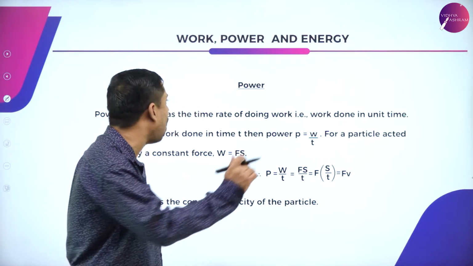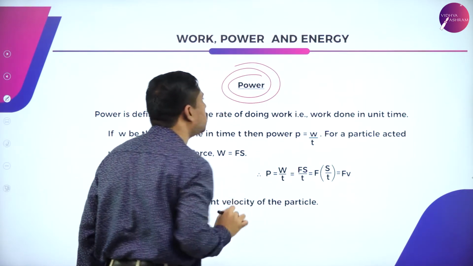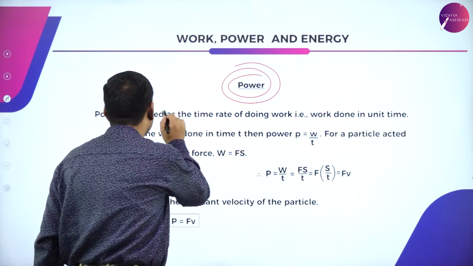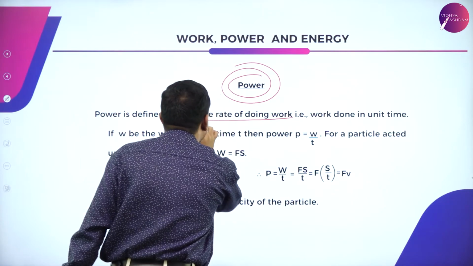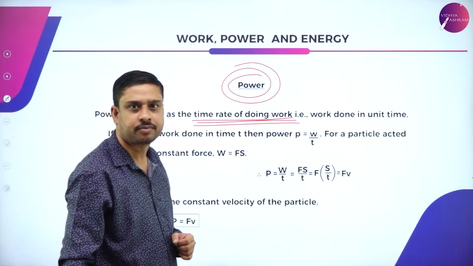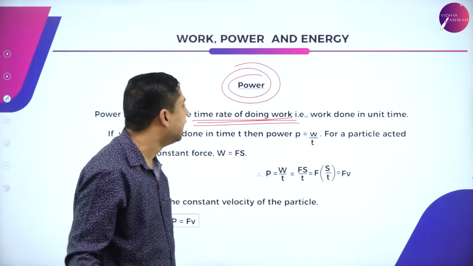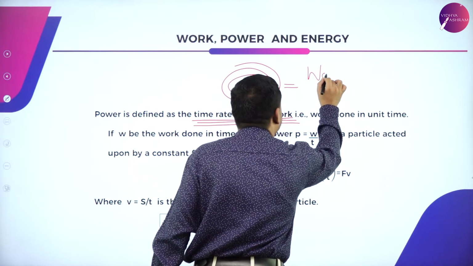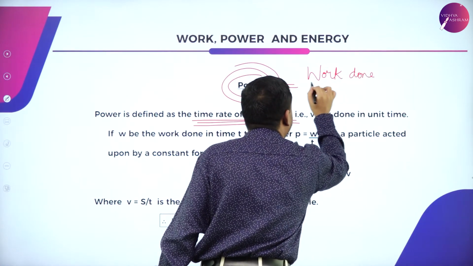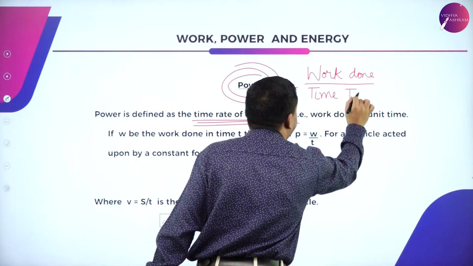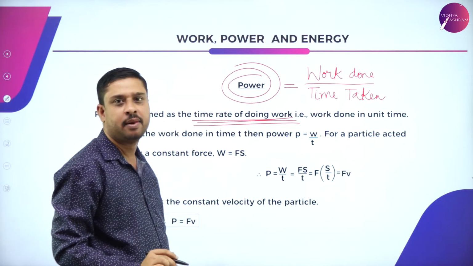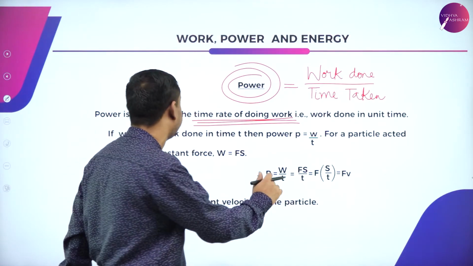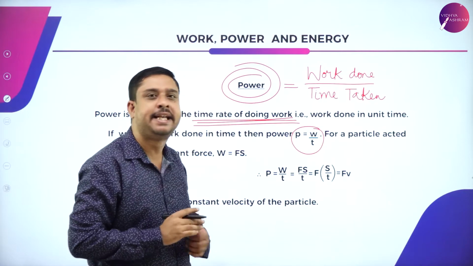Now going to the next topic. Again, a significant topic, what is called power. We define power as the time rate of doing work, or rate of doing work is called power. So in simple terms, power is work done divided by time taken. So power is W by T.